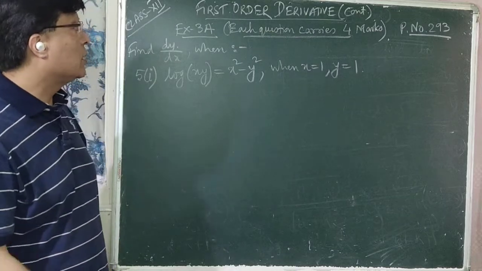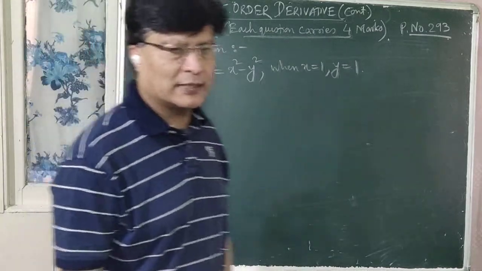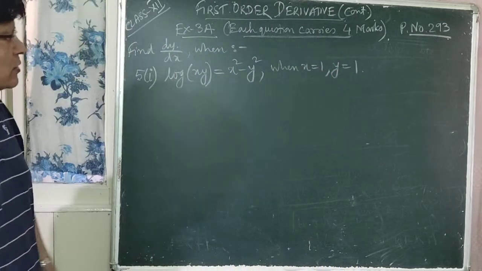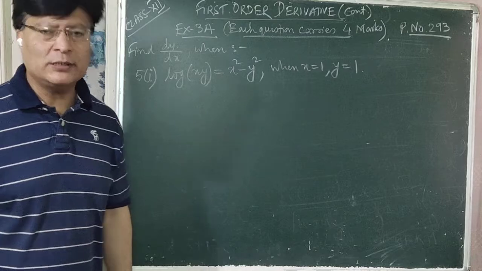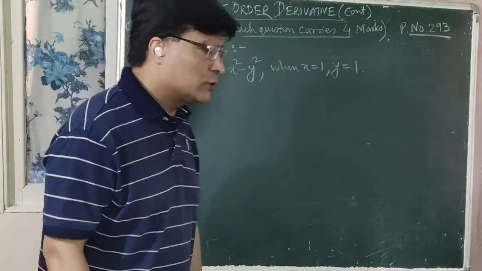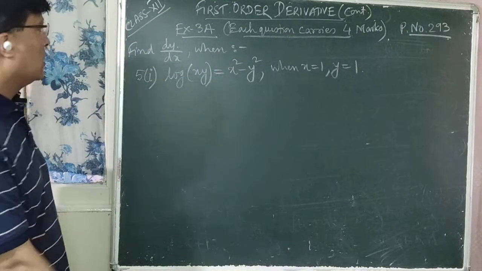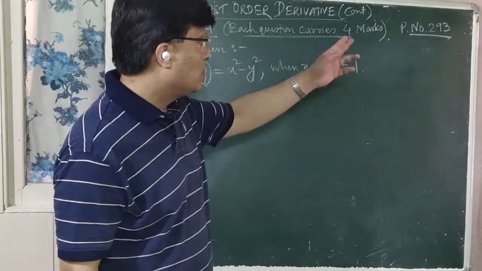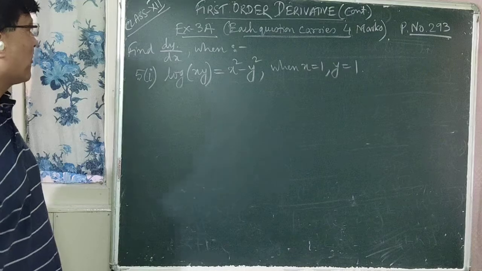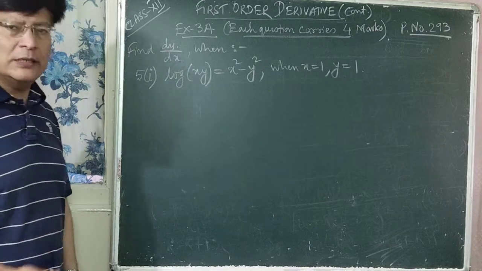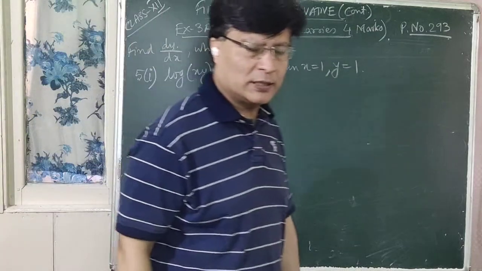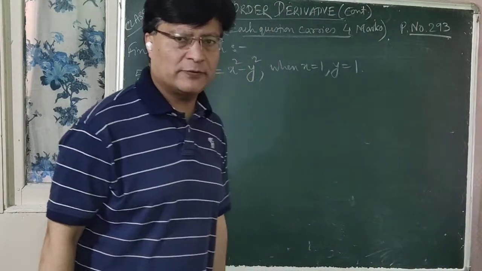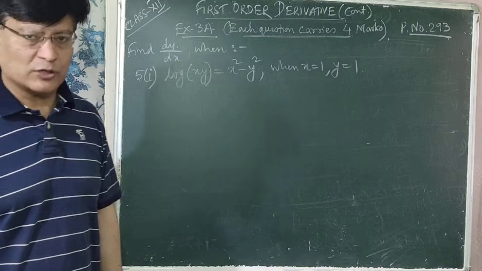The topic is the same topic that we were doing in the last online class. The topic is first order derivative. So this is your continuation class, right? So same exercise, exercise 3A. Each question carries 4 marks. Page number 293. In the last class we did how to differentiate implicit function, explicit function and parametric function.